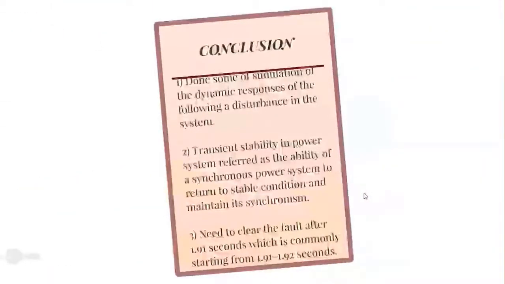In conclusion, we have done simulations of the dynamic response for the following disturbance in the system. Transient stability in a power system refers to the ability of a synchronous power system to return to a stable condition and maintain its synchronism. And third, we need to clear the fault before 1.91 seconds, commonly in the range 1.91 to 1.92, for us to prevent any damage to the system.